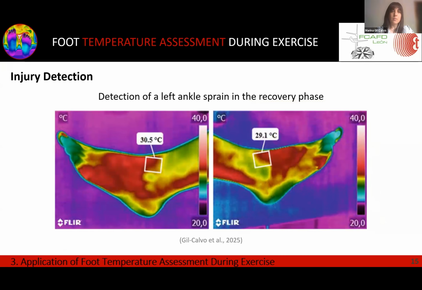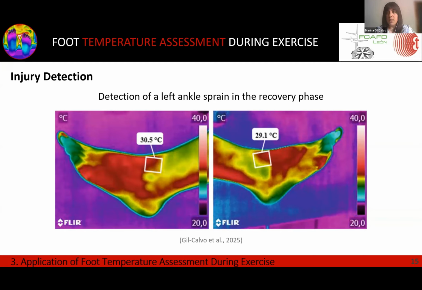Here you have an example of an ankle sprain detection. In this case, the injury was in the recovery phase, 2 weeks after it occurred. As we can observe, the temperature difference exceeds this recommended 0.3 degree threshold.